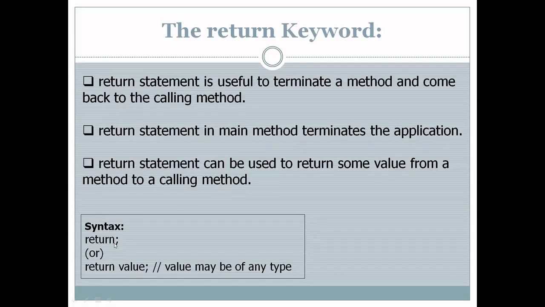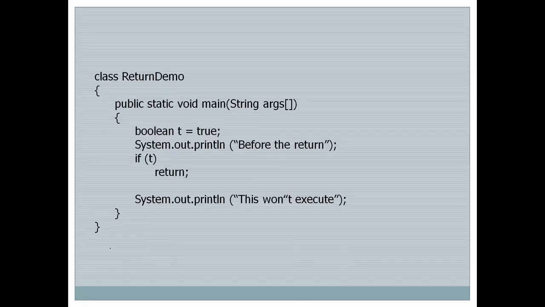Simply the keyword return when you want to transfer the control to the calling method, or if you want to send a value to a calling method, you can use the syntax return space value. So return space value sends a value along with the control. If you do not want to send any value, then you can simply use return. Okay, let us see one example based on the return statement now.